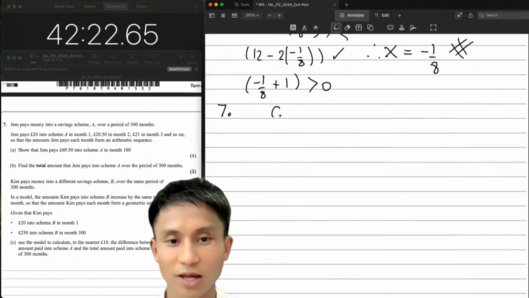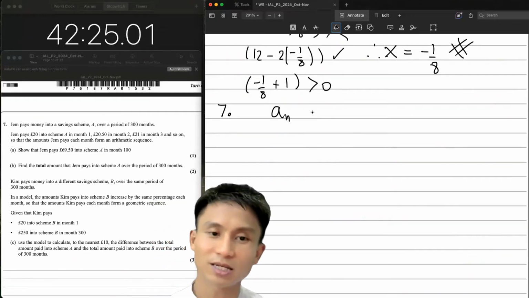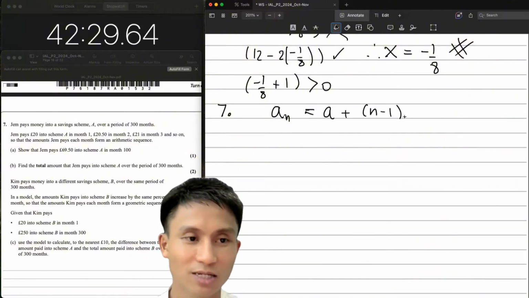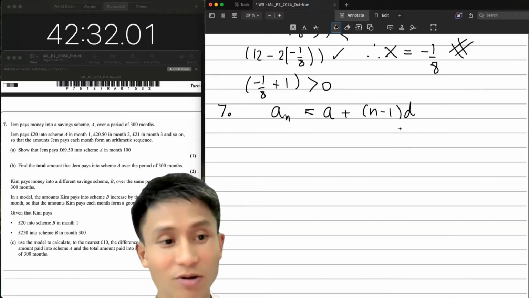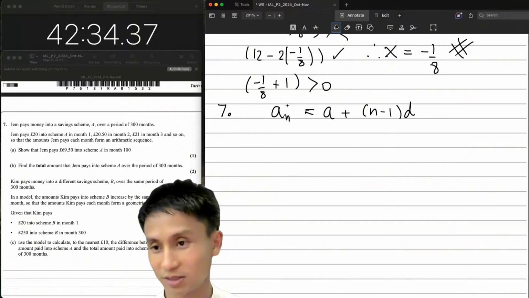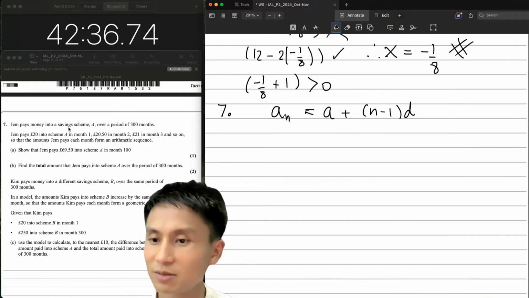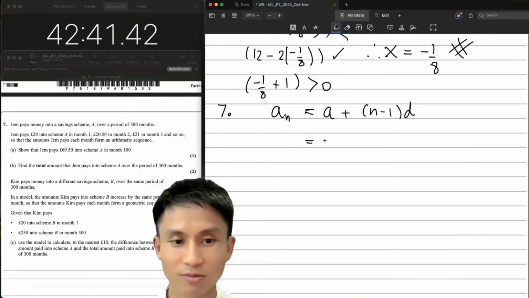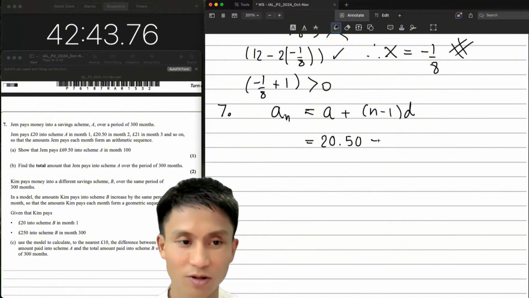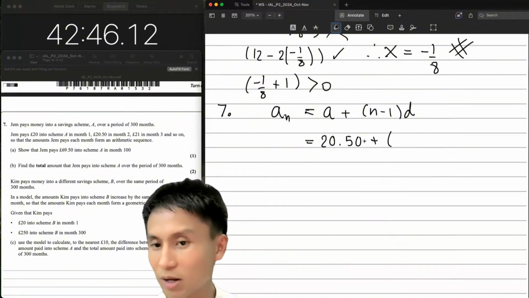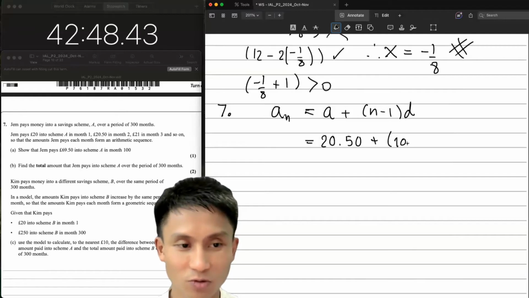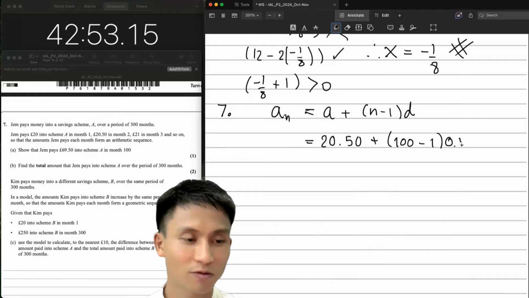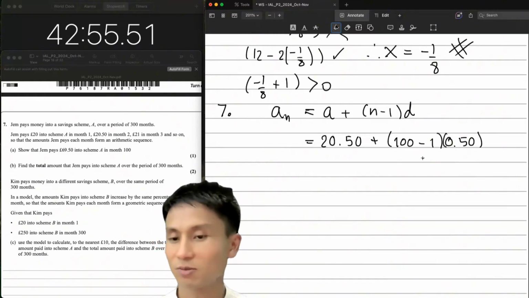Okay, so we know that the formula of the arithmetic sequence is a_n equals the first term a plus (n minus 1)d, n being the term number and d being the common difference. The common difference here, from the first to the second term, is 0.5, right? So the first term being 20.50 plus, and 100 is basically n equals 100. So we're going to substitute that in. d is again 0.50, right? Just multiply that.